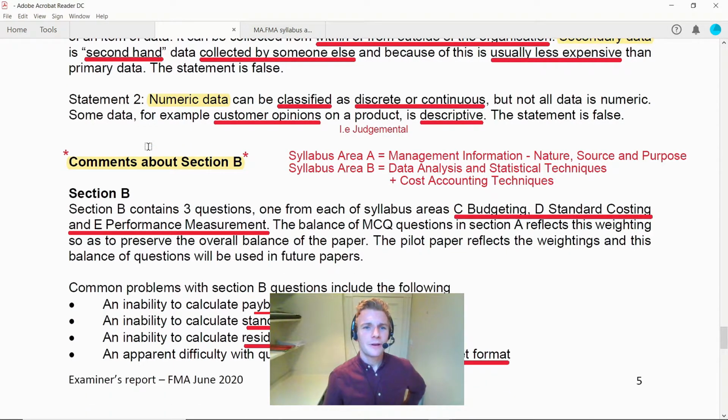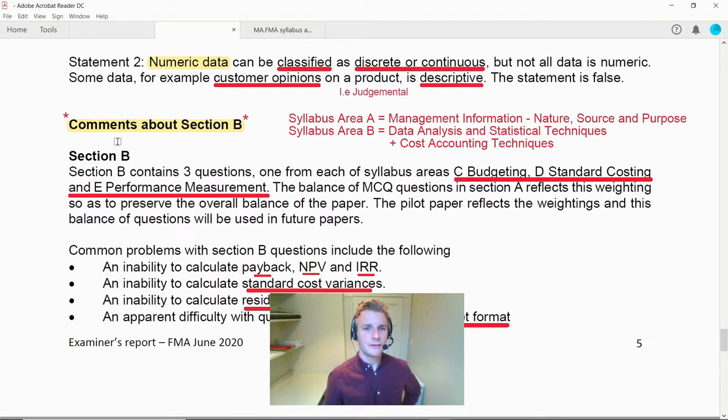Statement 2. The external examiner has put that numerical data can be classified as discrete or continuous. But there are some bits of data that you just can't classify as discrete or continuous, such as customer opinions. The one word I had to get down on here was that there are things that are judgmental or descriptive, so it's got to be false, because things can be plucked out of the air because it is what someone actually thinks. So it's not just going to be a number on those sides. That is why it just can't possibly be true, and hence the statement is false. That's the main thing.